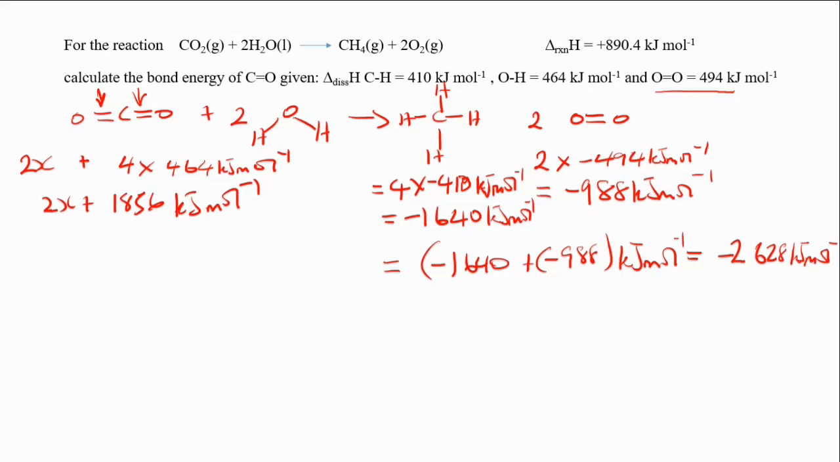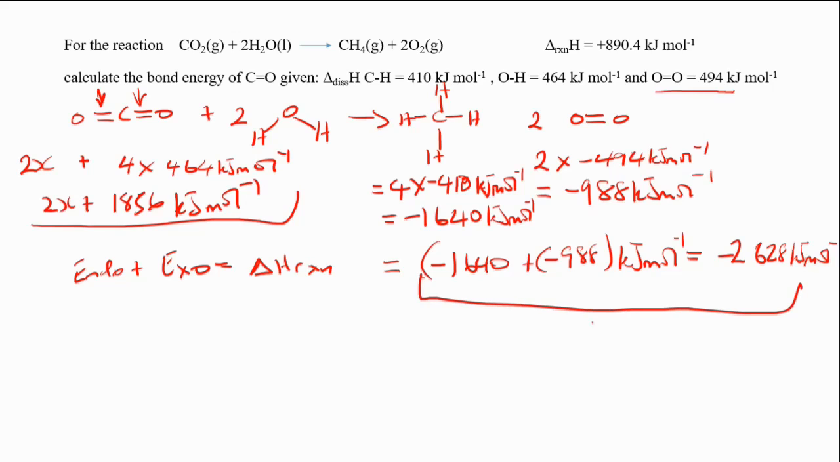Now we go back to the fact that what we need is to add the endo and the exo processes, and that is equal to the enthalpy change of the reaction. Remember what we said earlier: endo plus exo is equal to the enthalpy change of reaction. The exo processes are over here, and the endo processes are over here. So this is exo, and these are endo.